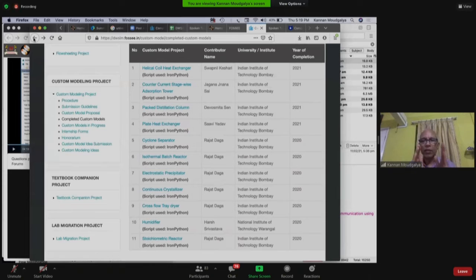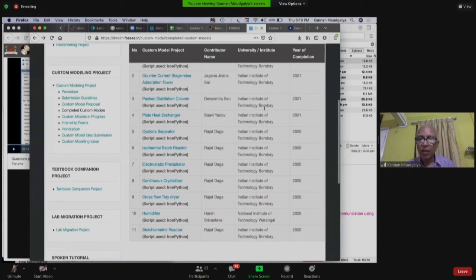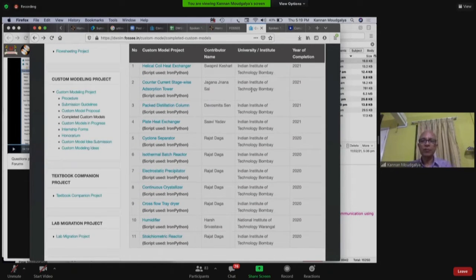Now these are written in IronPython. It turns out that all of them are done by our students. In fact, last semester when I conducted this lab course, I told the students that in lieu of doing the lab, students can actually create a custom model. So we have all these students. Here is one student from NIT Warangal, humidifier, Harsh Srivastava. All other students are currently in the 4th year.